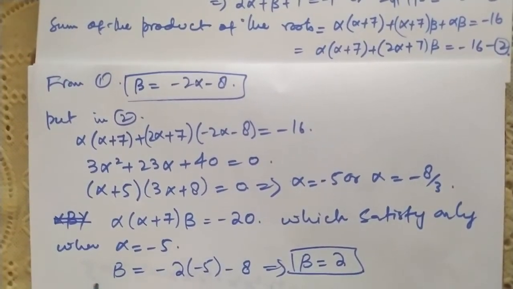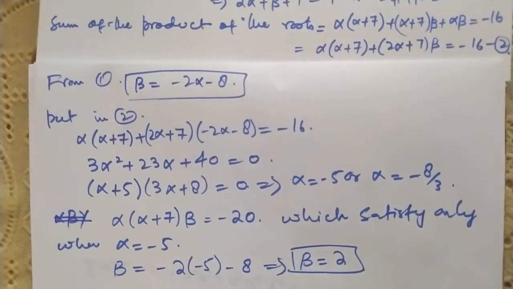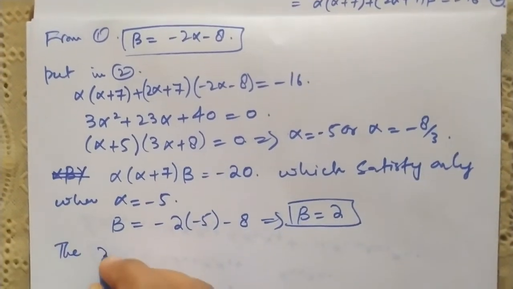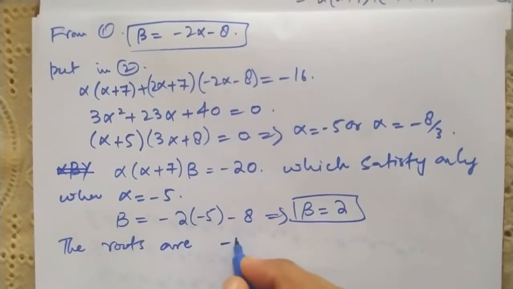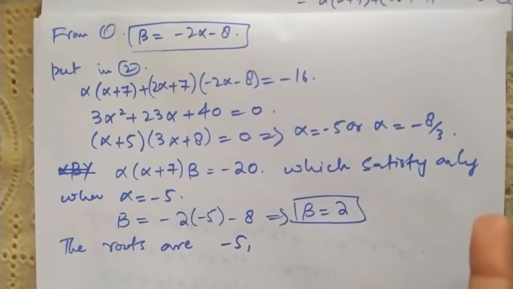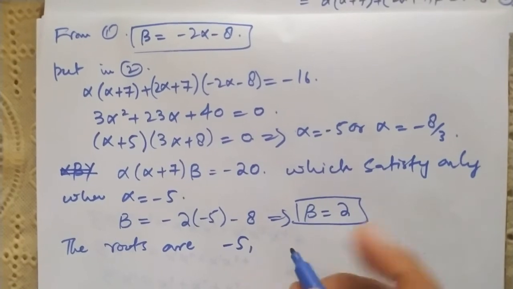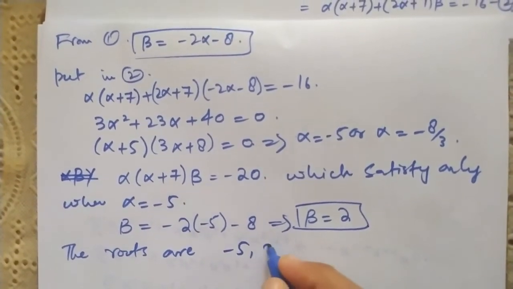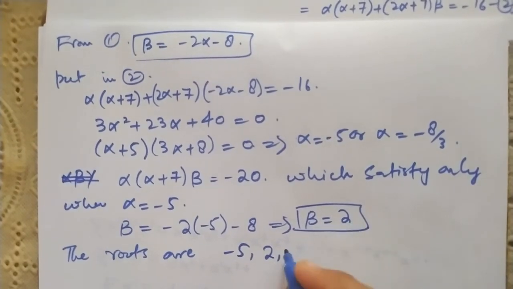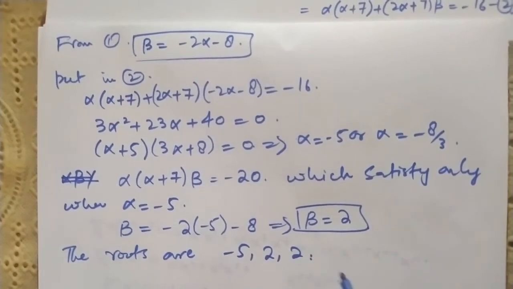And you know, you were given the relations between the roots, therefore the roots are: alpha, means minus 5; the second root will be alpha plus 7, so minus 5 plus 7 is equal to 2; and the third root will be beta, so it is 2. So these are the required roots.